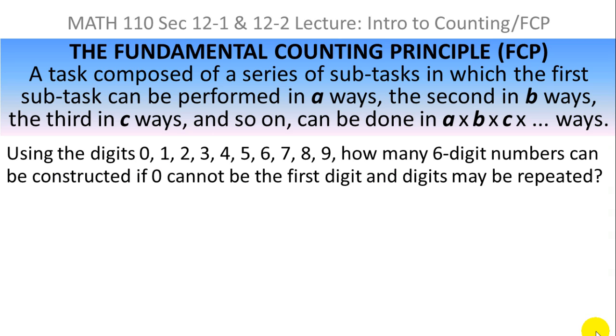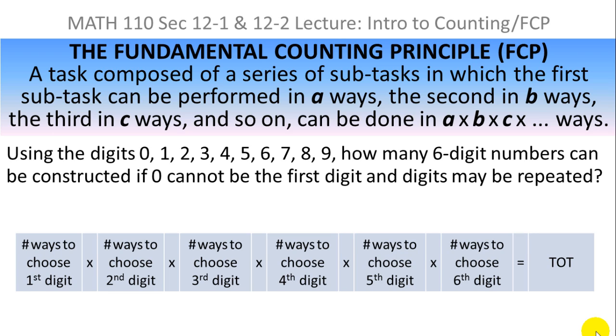Here's another one. Using the digits 0, 1, 2, 3, 4, 5, 6, 7, 8, 9, how many 6-digit numbers can be constructed if 0 can't be the first digit and the digits may be repeated? You can repeat digits, but you can't start off with a 0. The fundamental counting principle says if you can break that down into a series of subtasks, the subtask would be choosing each digit. And since there are 6 digits, you would have a product of 6 subtask counts.